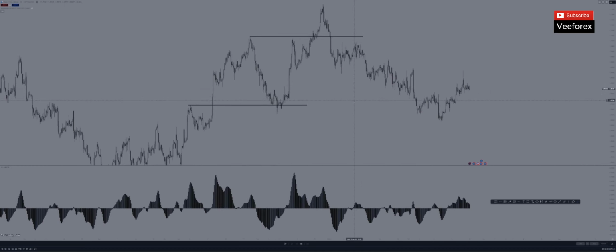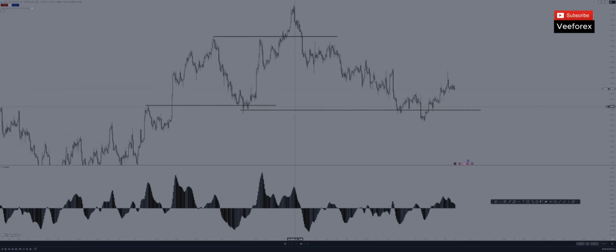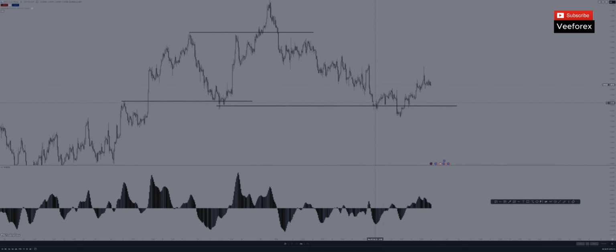When price got to this level, this low here, remember we said at every support and resistance level you want to look for divergence. When price got to this demand level, which is the support level, you could see how it plays out again. Price was trying to push down, but the volume here was going up, so there was a divergence there.